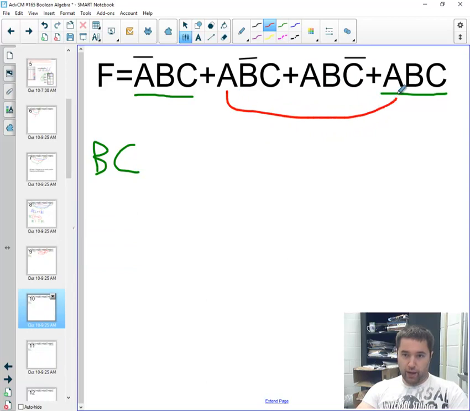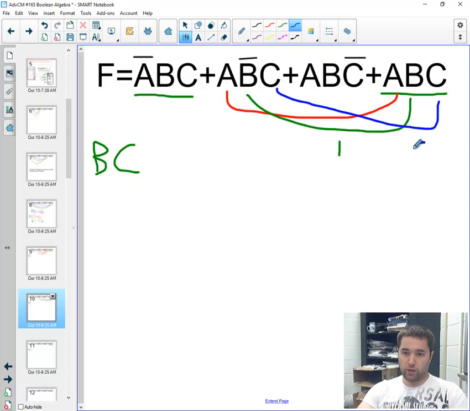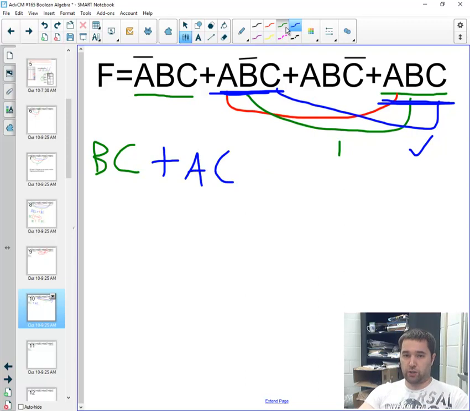And can A go to A? Yes. Can not B go to B? 1 change. Can C go to C? 0 changes. So that means we can do it because there's only 1 change. So we're going to underline this with blue and underline this with blue. What can we factor out? We can factor out the AC because that's the thing that stays the same, and B is what changes.